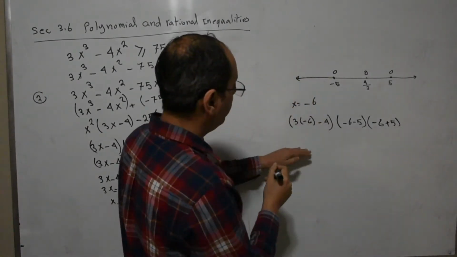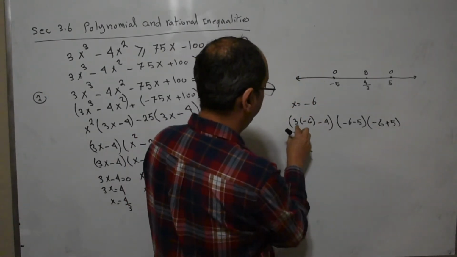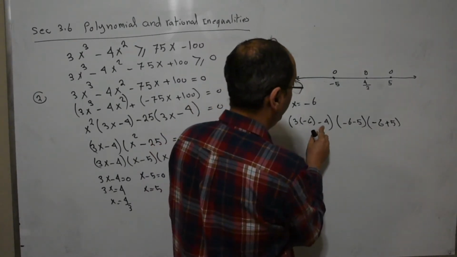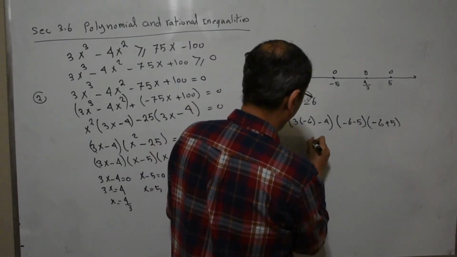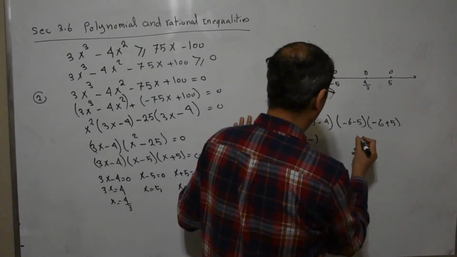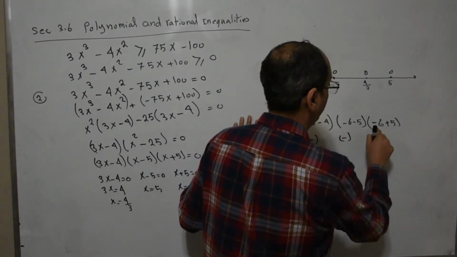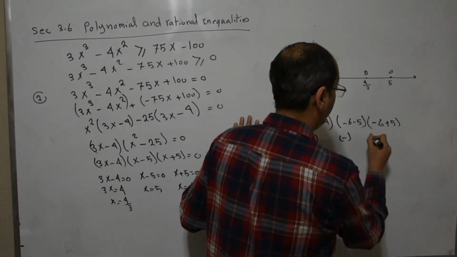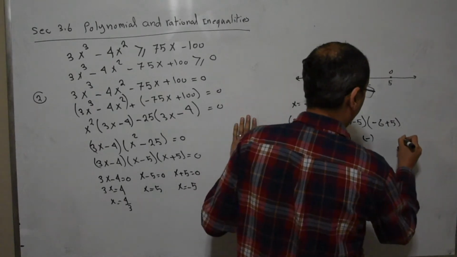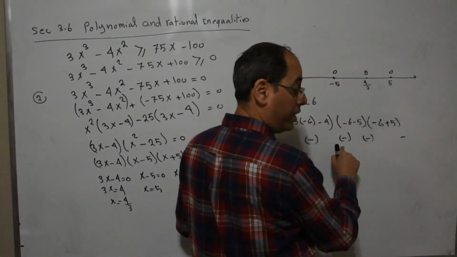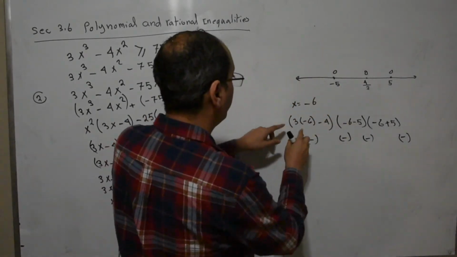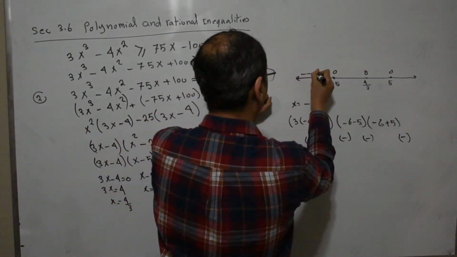Okay, so I will test here. I have negative 3 times negative 6 is negative 18, negative 4 is negative 24, negative 6, negative 5 is negative 11, negative. Negative 6 plus 5 is negative 1. So the answer here is negative times negative is positive, times negative is negative. Therefore, this area is negative.